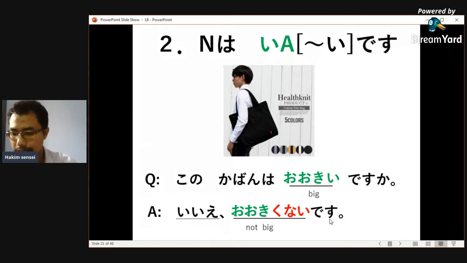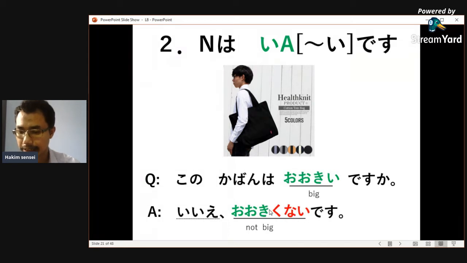For na adjective, you are changing the word desu into dewa arimasen or ja arimasen for negative form. But for e adjective, you are not doing anything to this word. Instead, you are changing the e adjective itself. Originally from oki, it becomes okikunai. How do you change this one? Simply, you delete, omit the e character and put the word kunai after the word without the e character in between.